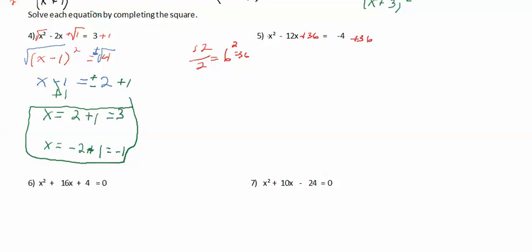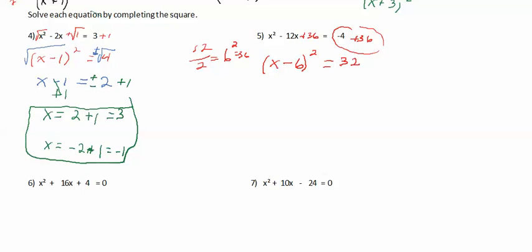Okay, now I've got a perfect square trinomial because that's what I created. So it's x and 6. Keep the negative sign. Square it. And then do the math right here, which is going to be positive 32.